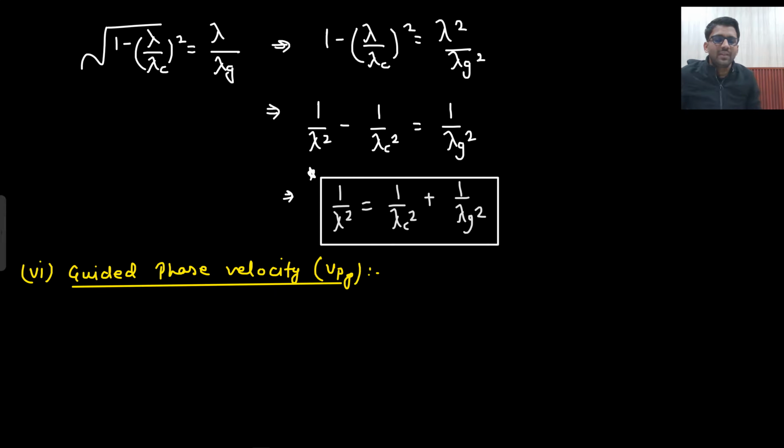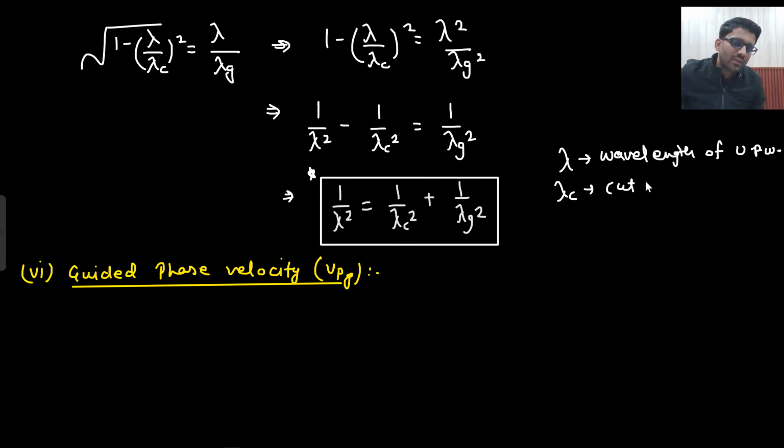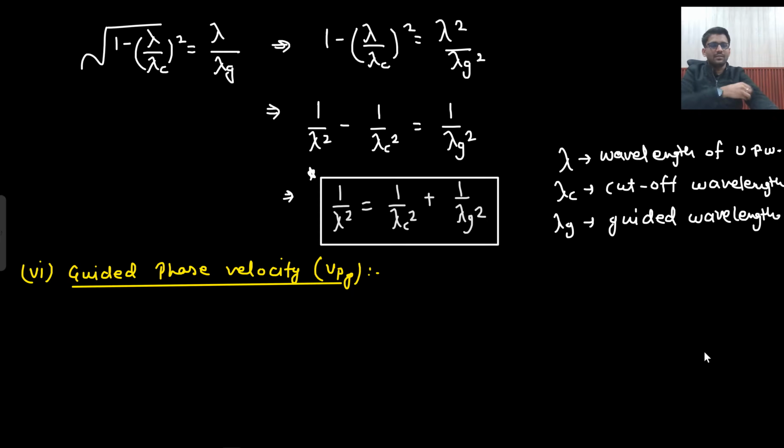What is lambda? What is lambda c? What is lambda g? Lambda is the wavelength of the uniform plane wave. What is your lambda c? Cutoff wavelength. And what is your lambda g? Guided wavelength. Is that clear to you? Fine.